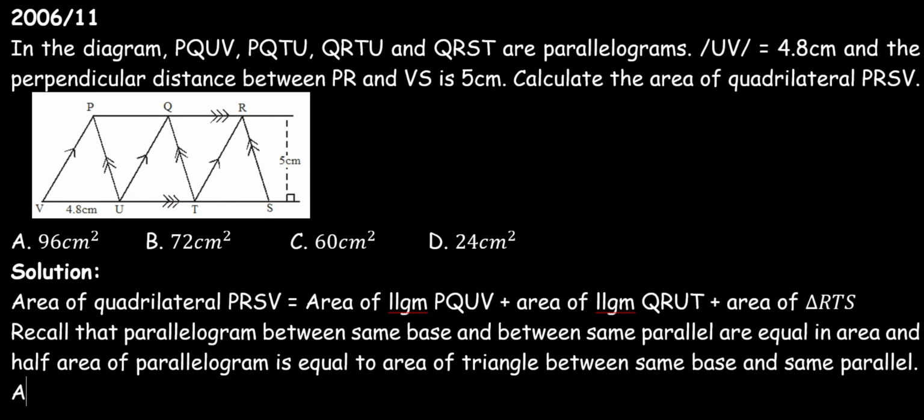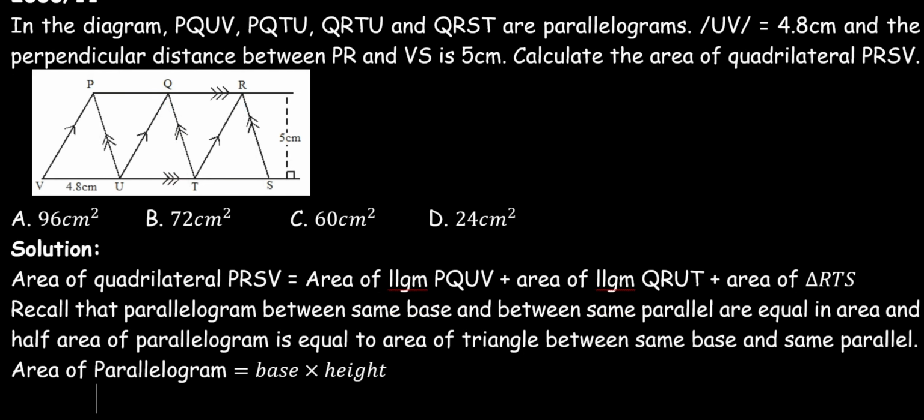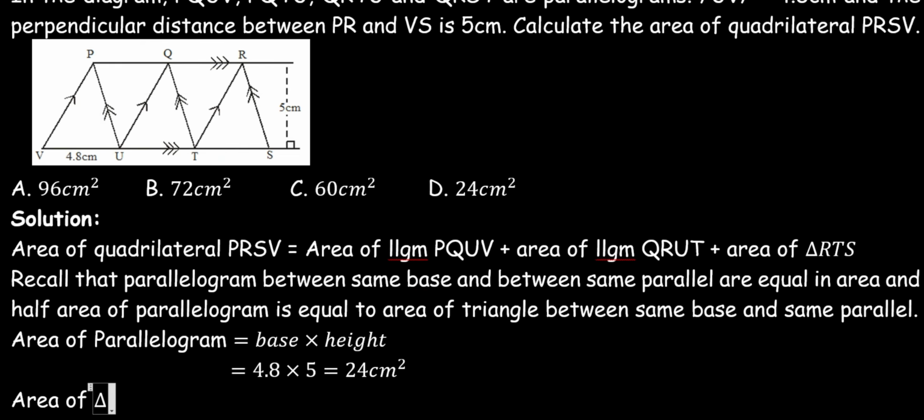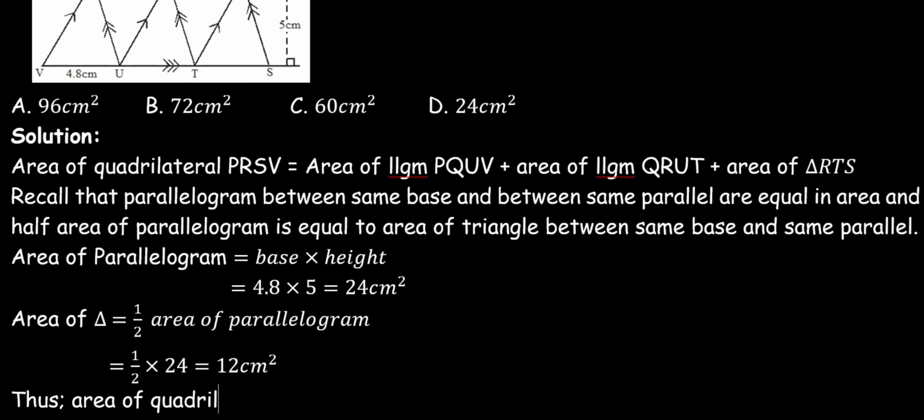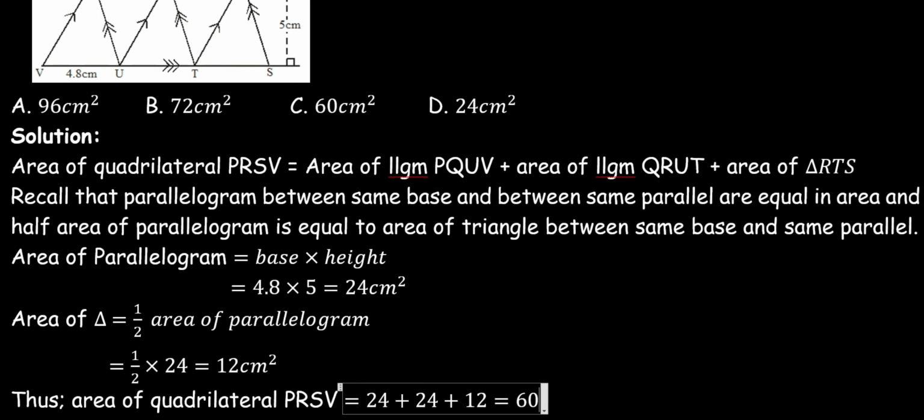Thus, area of parallelogram is equal to base times height, which is equal to 4.8 times 5, and that is 24 cm squared. Now, area of triangle, which is equal to half area of parallelogram, is equal to half times 24, and that is equal to 12 cm squared. Thus, area of quadrilateral PRSV will be equal to 24 plus 24 plus 12, and that is equal to 60 cm squared.